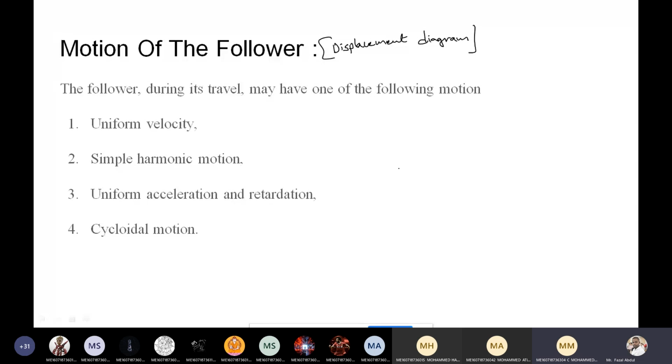In the examination, you can find four different types of displacement diagram. Uniform velocity means the uniform velocity diagram. You can find the uniform velocity diagram in this manner. Draw one horizontal axis and one vertical axis. With these two, construct the rectangle box. Now the horizontal axis represents the rotation of the cam.